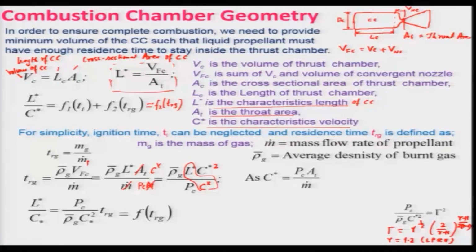Keep in mind that this TRG is in the range used for liquid propellants. TRG is generally taken as something like 2 into 10 to the power minus 3 to 7 into 10 to the power minus 3 seconds. So basically 2 to 7 milliseconds, and these are experimental values that we can get.